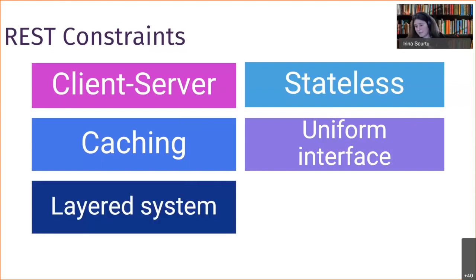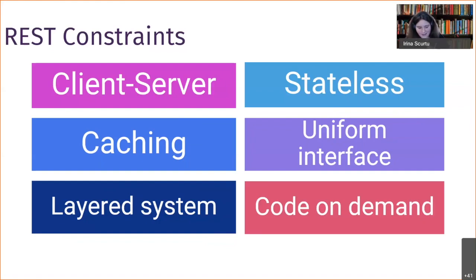The layered system says basically that you shouldn't care if you're talking with a proxy or anything else, as long as you receive the response and that response is the expected one. You shouldn't care if you have a proxy or a gateway in the middle. And the sixth constraint, which is not used and not so important, is code on demand. The server has the ability of sending code to the client to be executed.